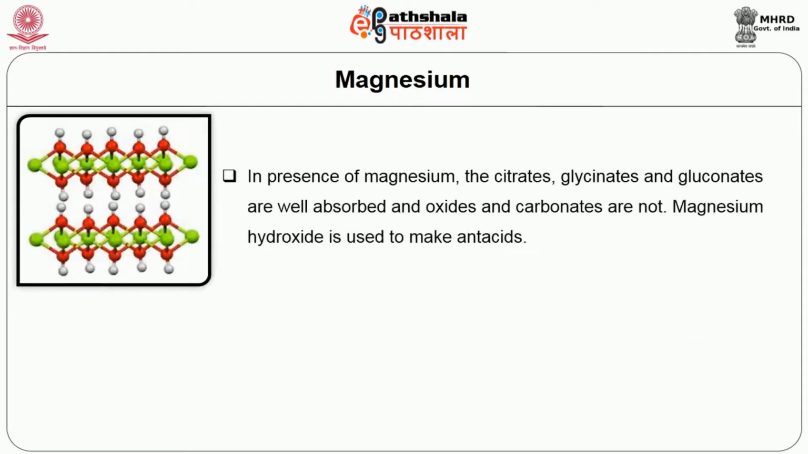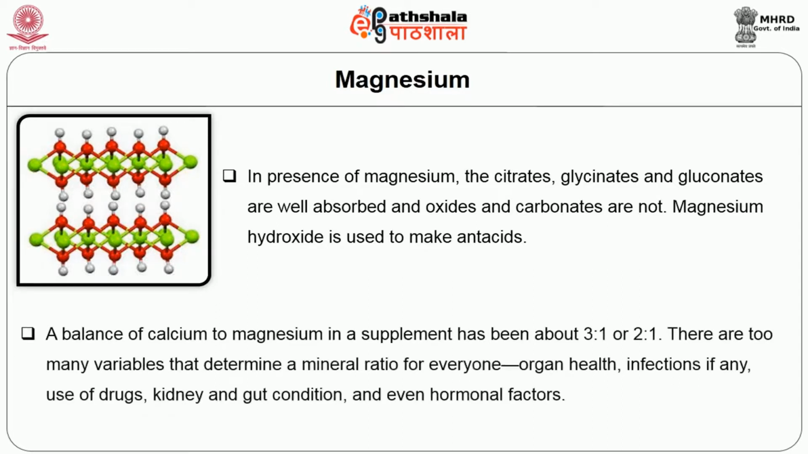In the presence of magnesium, the citrates, glycinates and gluconates are well absorbed, and oxides and carbonates are not. Magnesium hydroxide is used to make antacids. A balance of calcium to magnesium in a supplement has been about 3:1 or 2:1. There are too many variables that determine a mineral ratio for everyone: organ health, infections if any, use of drugs, kidney and gut condition, and even hormonal factors.